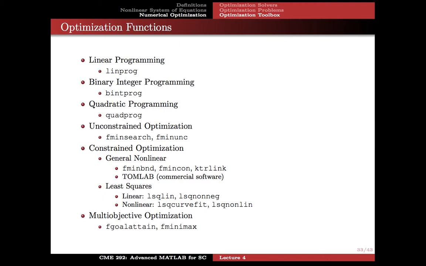If we have no constraints, fminsearch and fminunc are viable alternatives. And for constrained optimization with general nonlinear functions, here we'll look at fminbnd and fmincon; we're going to look at an example with fmincon. If we have nonlinear least squares, these are suitable functions, such as lsqlin. If we have a multi-objective optimization, here we can use fminimax.